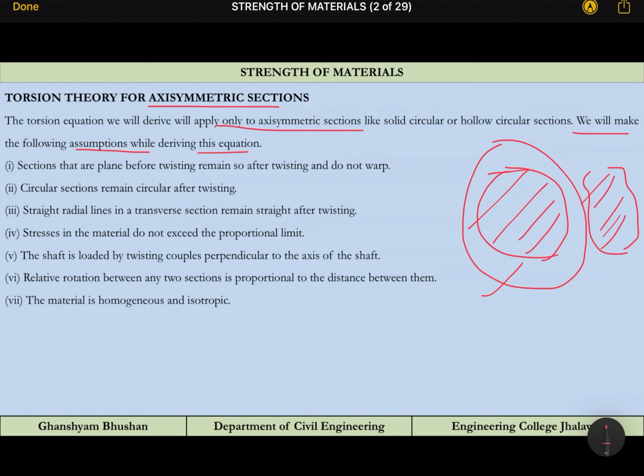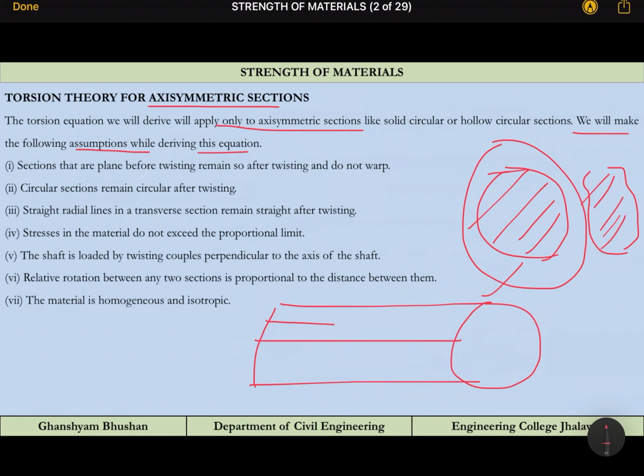Now, straight radial lines in a transverse section remain straight after twisting. Just try to remember the previous case, where we plotted straight lines. After twisting, these straight lines are going to remain straight. They will twist, but the orientation will be straight only; it is not going to be curvilinear. It will be strictly straight.